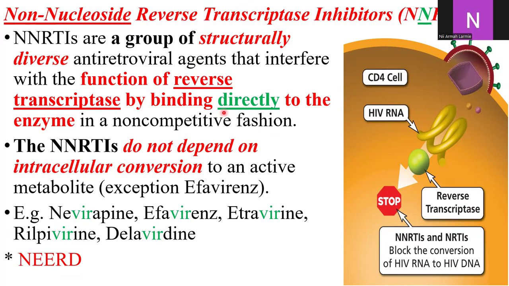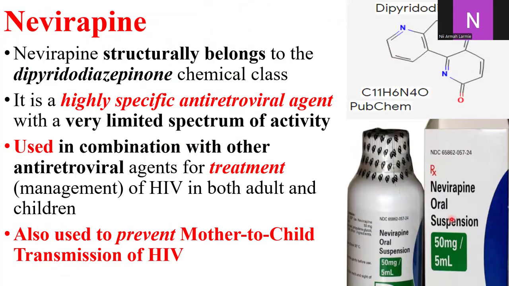So let's take some examples. Again, remember the enzyme is the reverse transcriptase we are talking about, the one that converts HIV RNA to HIV DNA. And that's the enzyme that we are inhibiting. Nevirapine. Let's talk about nevirapine.